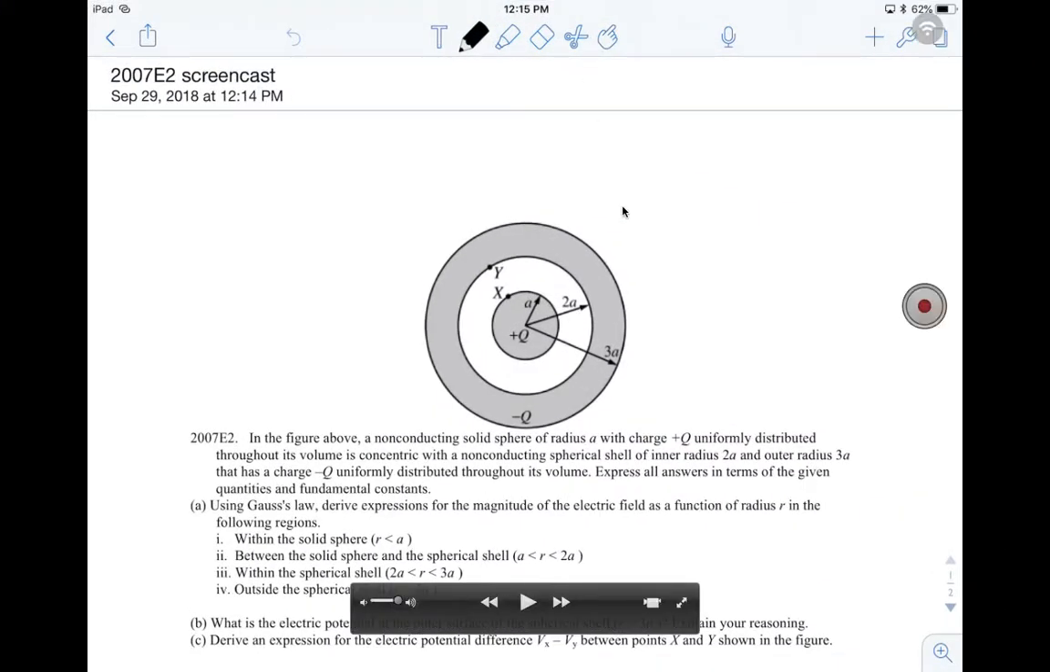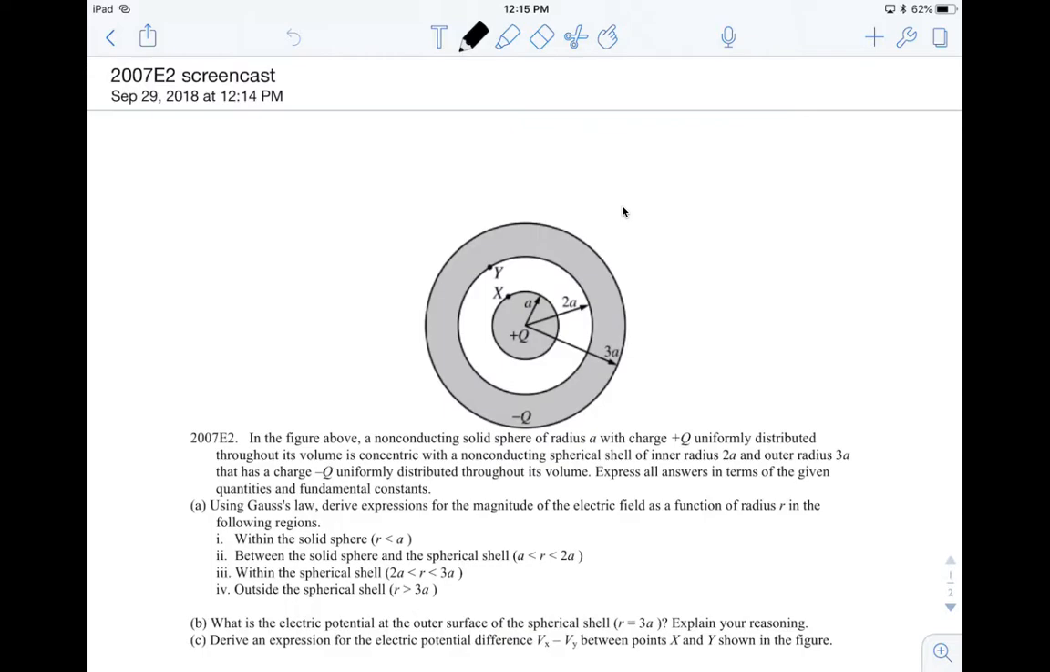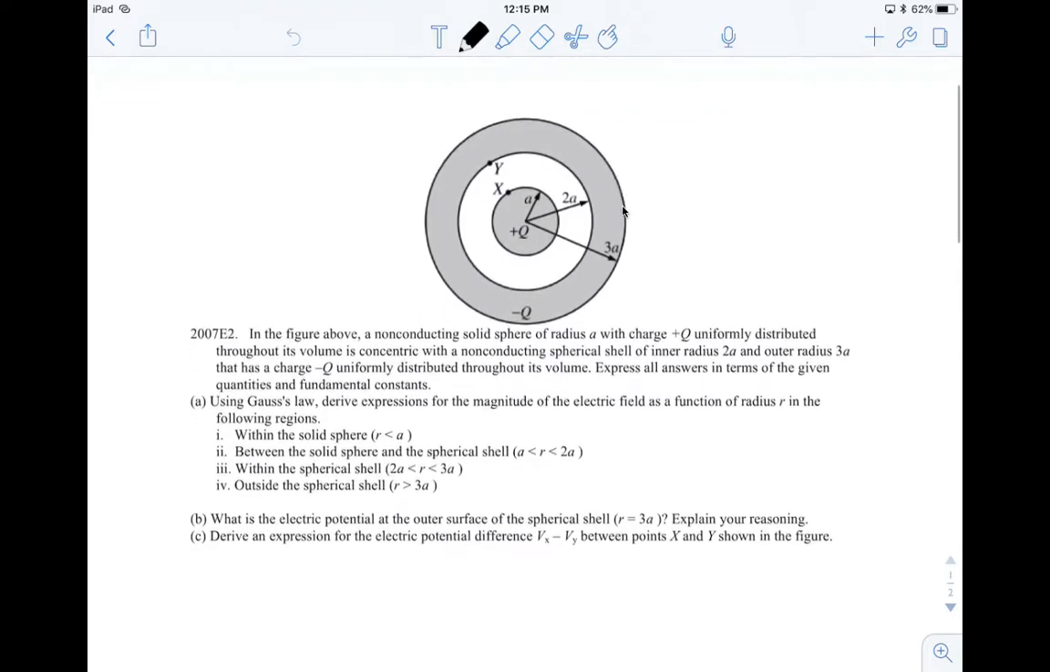Okay, 2072. We have a non-conducting solid sphere, radius A, with charge positive Q uniformly distributed throughout its volume. What they're saying is that rho is uniform, but they don't give us rho, which means that our final answer needs to have Q in it, not rho. It's concentric with a non-conducting spherical shell of inner radius 2A, outer radius 3A, that has negative Q uniformly distributed. We need to express all answers in terms of the given quantities and fundamental constants.